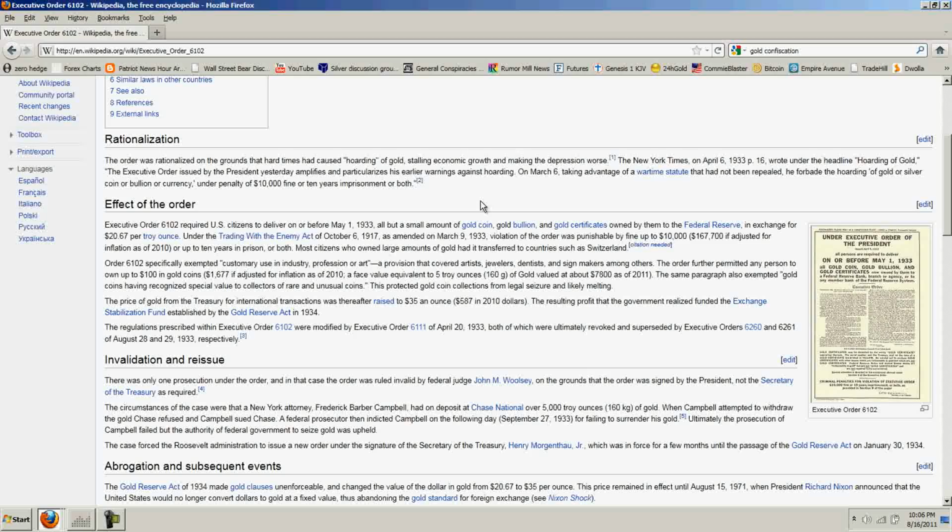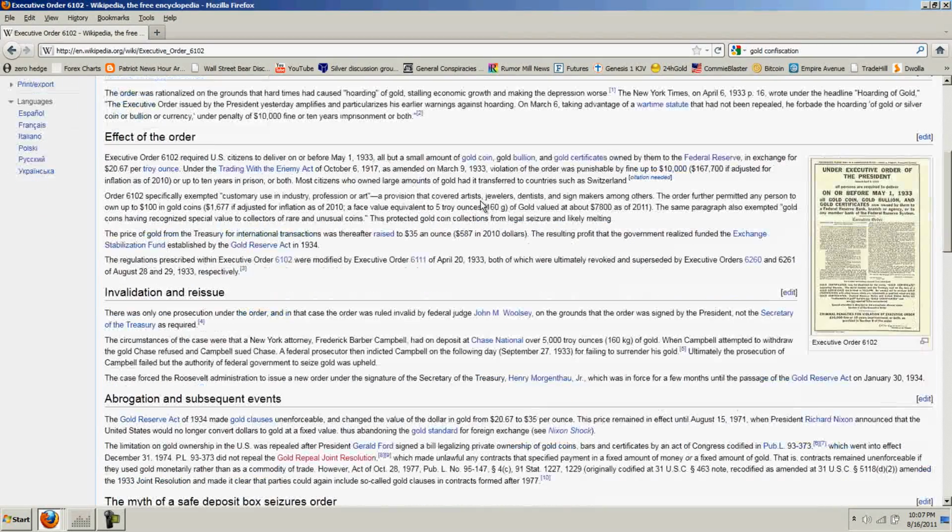The order was rationalized on the grounds that hard times had caused hoarding of gold, stalling economic growth and making the Depression worse. The New York Times on April 6, 1933 wrote under the headline, Hoarding of Gold, the executive order issued by the President yesterday amplifies and particularizes his earlier warnings against hoarding. On March 6, taking advantage of a wartime statute that had not been repealed, he forbade the hoarding of gold or silver coin or bullion or currency under the penalty of $10,000 fine or 10 years imprisonment or both.